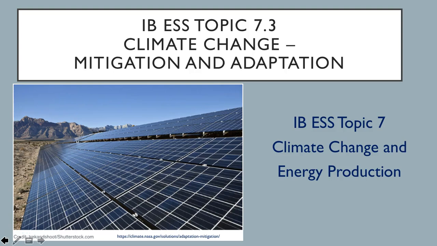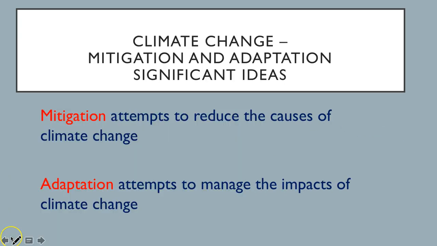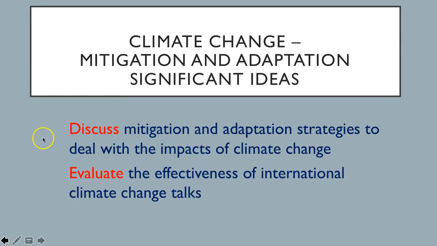This movie covers subtopic 7.3 Climate Change, Mitigation and Adaptation under the main topic of IB ESS Topic 7, Climate Change and Energy Production. The significant ideas for this section are: mitigation attempts to reduce the causes of climate change, and adaptation attempts to manage the impacts of climate change. You need to be able to discuss mitigation and adaptation strategies to deal with the impacts of climate change and to evaluate the effectiveness of international climate change talks.